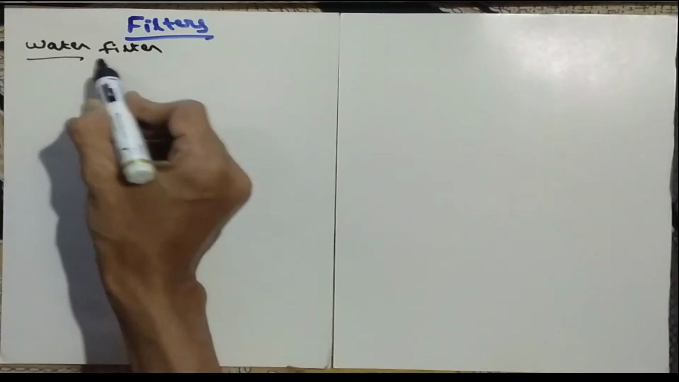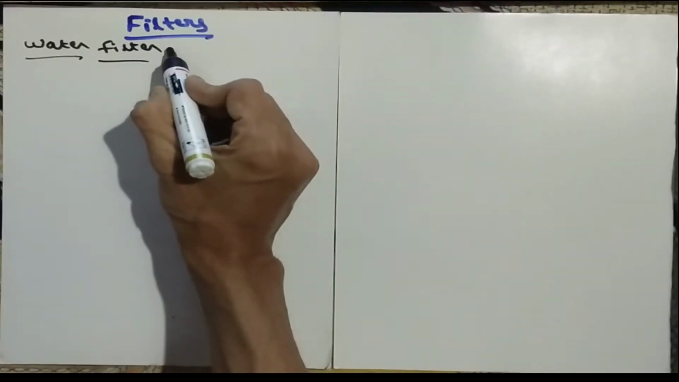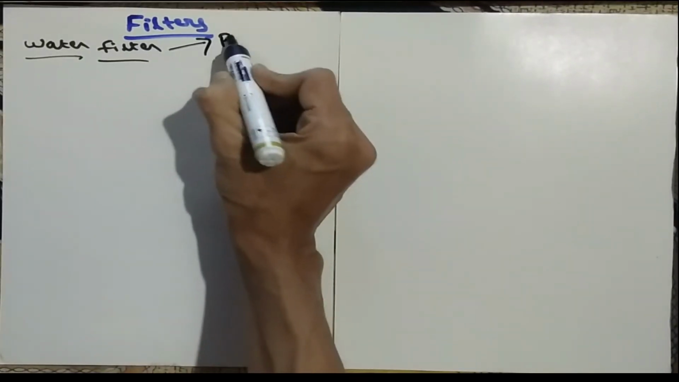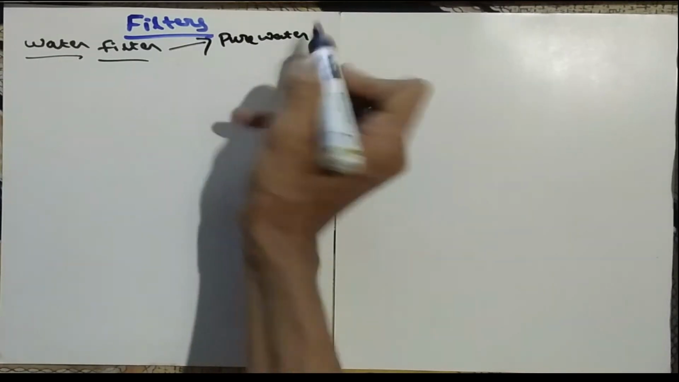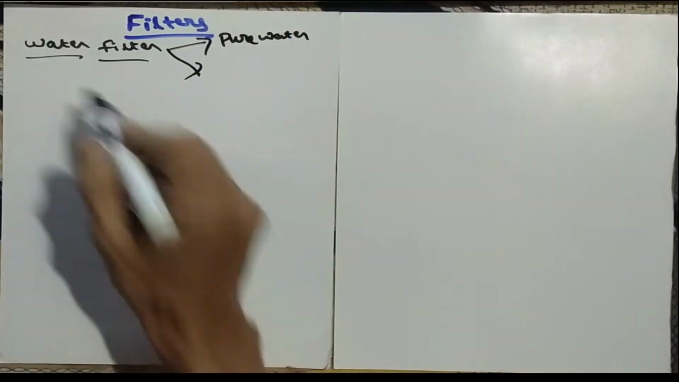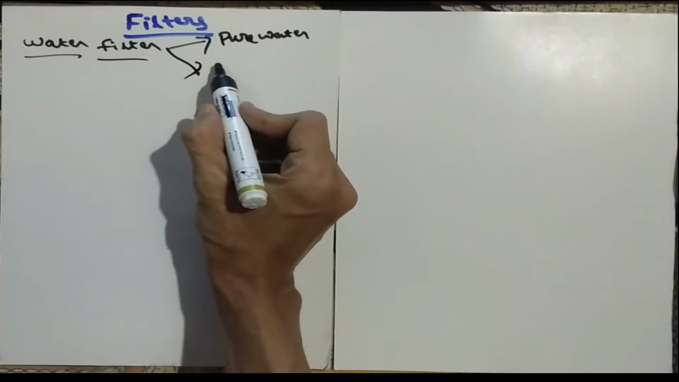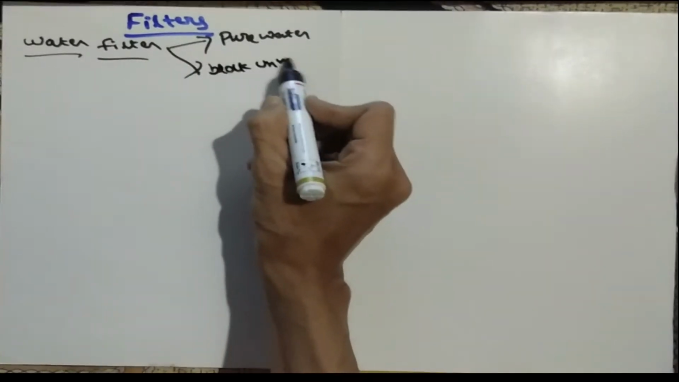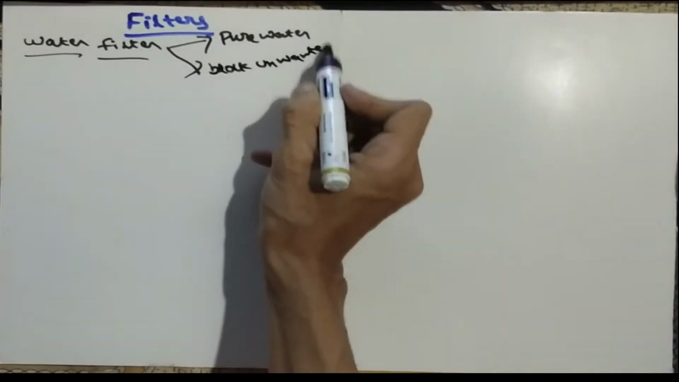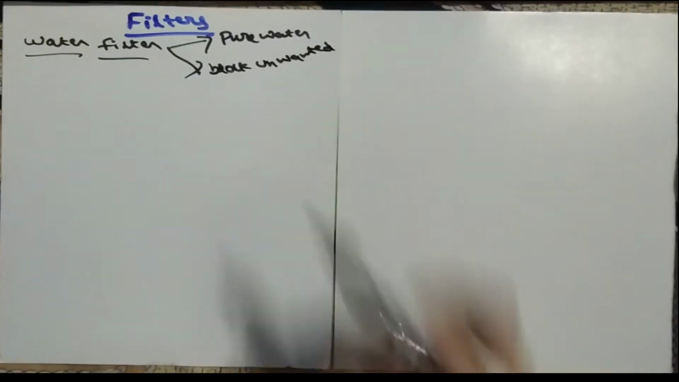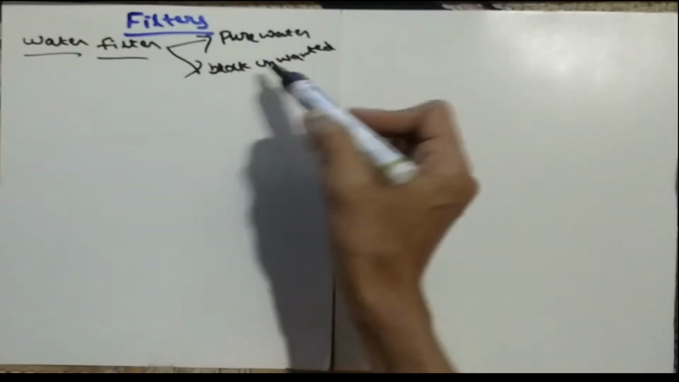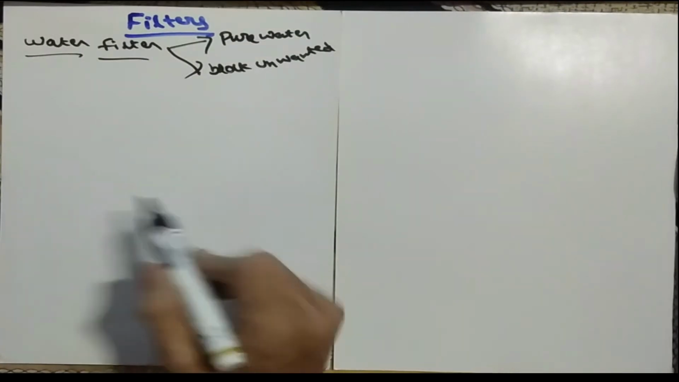we can say with respect to water. Usually a water filter will give you pure water, that is one operation. In other words, the same thing, a water filter will block unwanted particles in the water, or we can say bacteria and some other things, it will block or remove from the water. This is the filter operation.